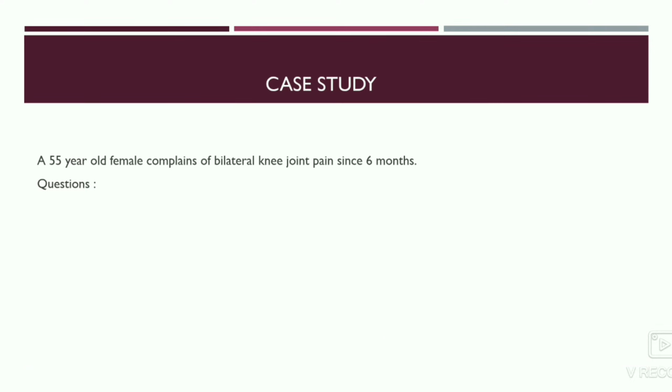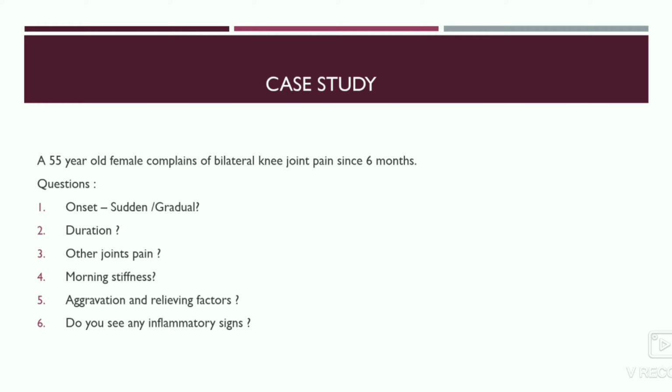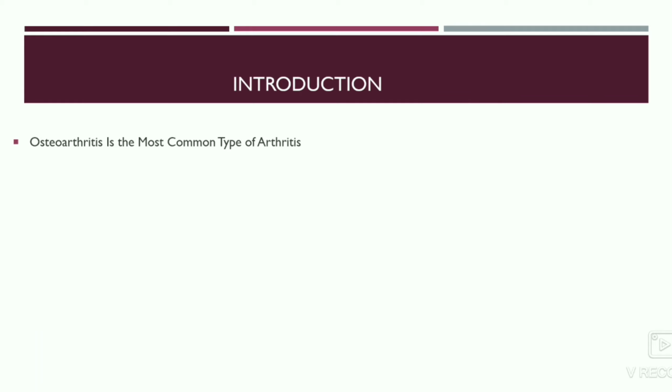A 55-year-old female complains of bilateral knee joint pain since 6 months. Let me put some questions before you. What is the onset? That is, a sudden or gradual development of osteoarthritis. What is its duration? Are there any other pains? Is there morning stiffness? Are there any aggravating and relieving factors? Do you see any inflammatory signs?